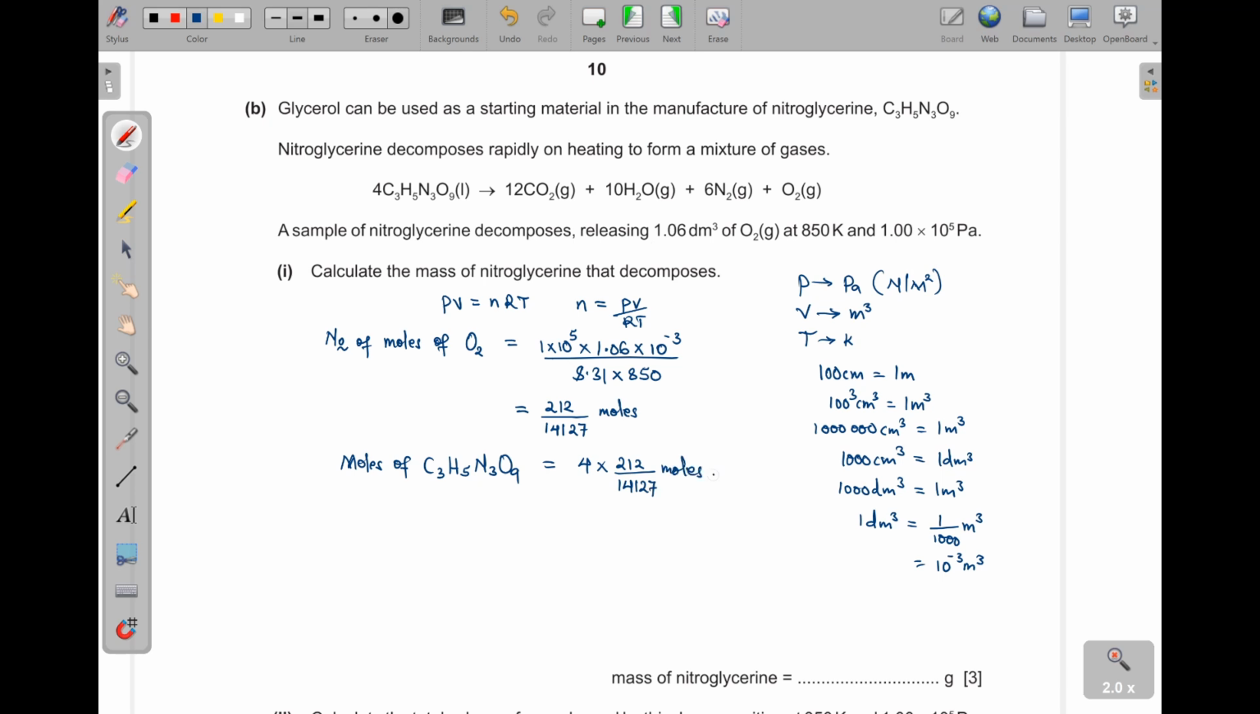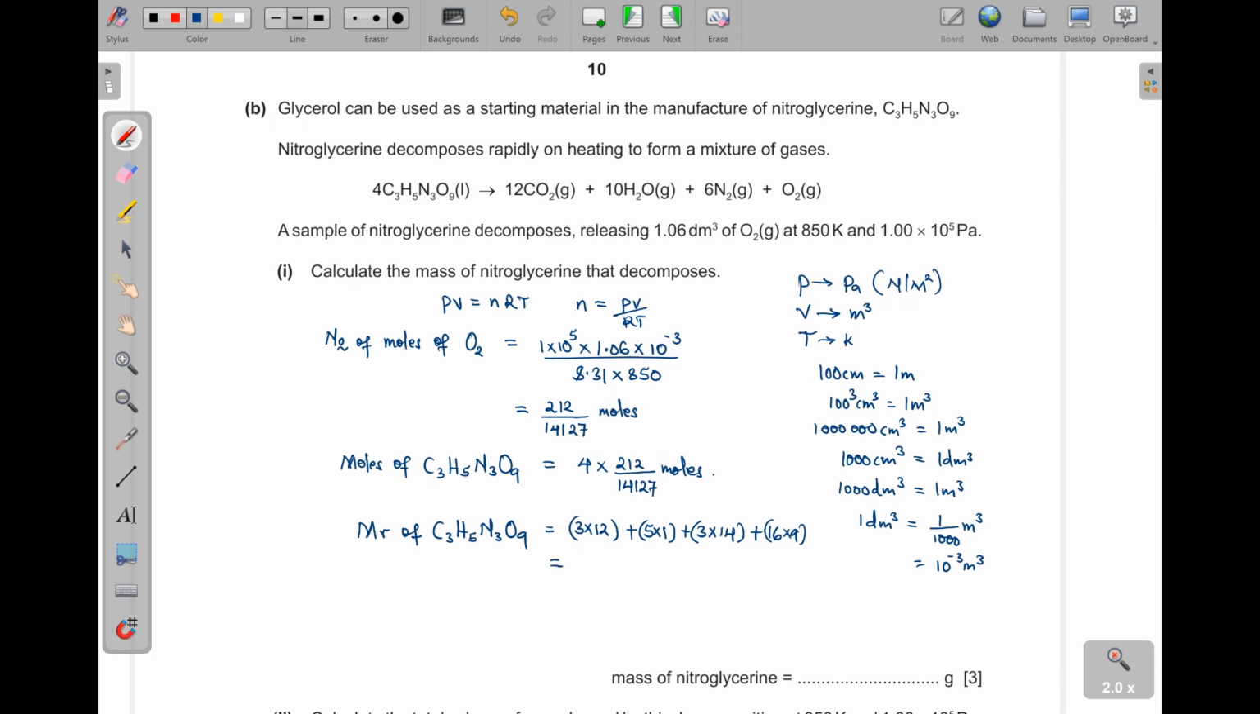Okay. Then after that, of course, to get the mass, we shall get the number of moles times the MR. So we need to get the MR. The MR of this nitroglycerin is going to be 3 times 12, plus 5 times 1 for hydrogen, plus 3 times 14 for nitrogen, and then we have 16 times 9.